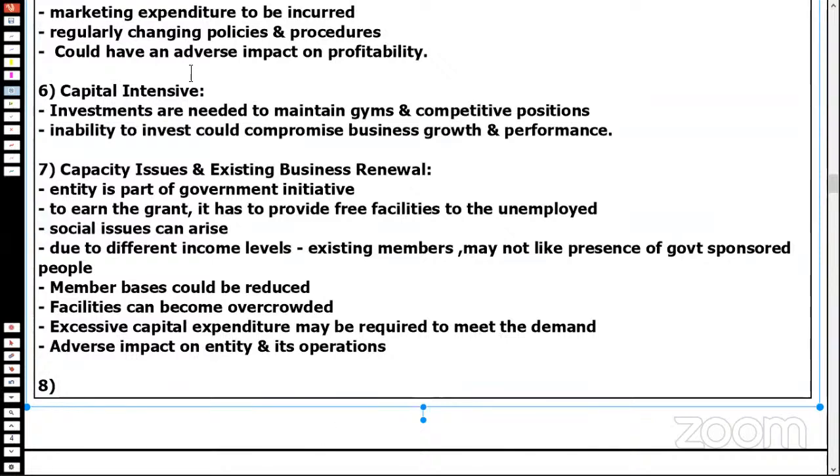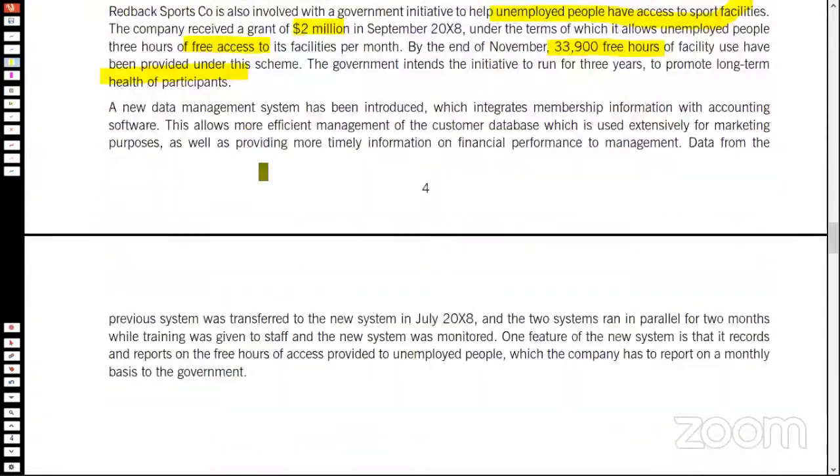Okay, now a new data management system has been introduced which integrates membership information with accounting software. This allows more efficient management of the customer database, which is used extensively for marketing purposes, as well as providing more timely information on financial performance to management. Data from the previous system was transferred to the new system in July, and the two systems ran in parallel for 2 months while training was given to staff and the new system was monitored. One feature of the new system is that it records and reports on the free hours of access provided to unemployed people, which the company has to report on a monthly basis to government.